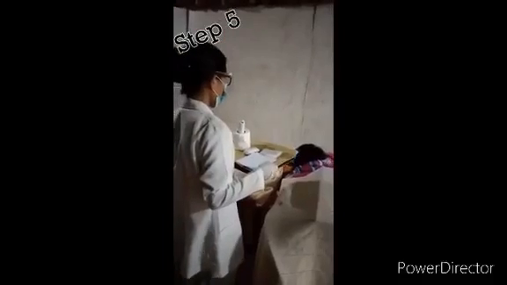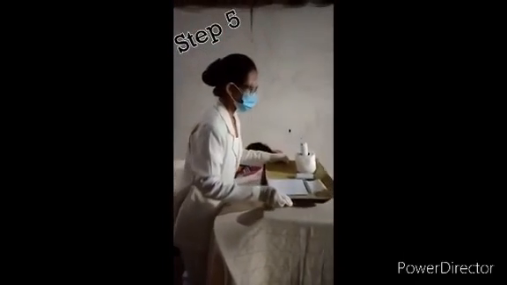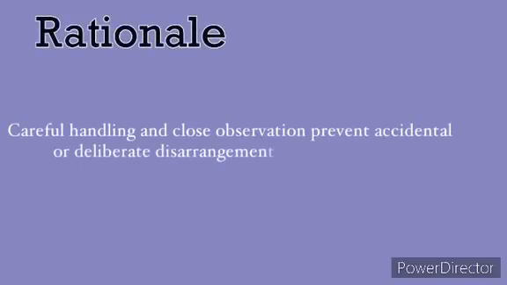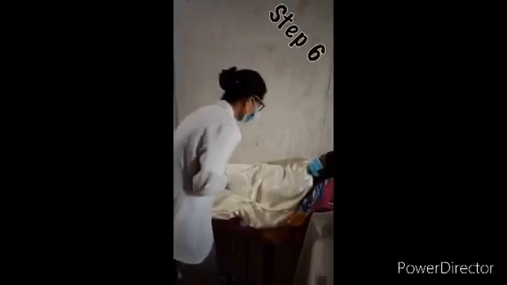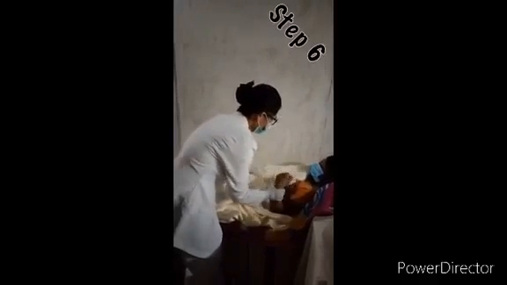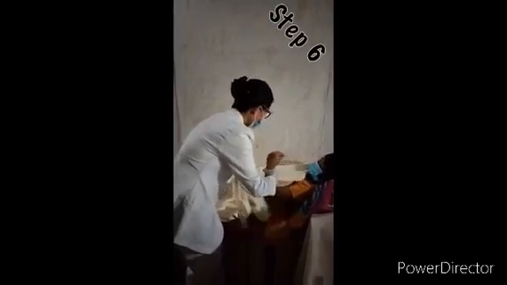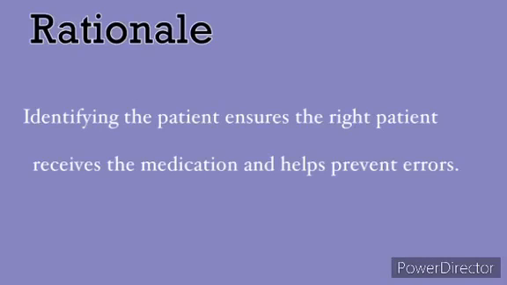Step number 5. Transport medications to the patient's bedside carefully and keep the medications in sight at all times. Rationale: careful handling and close observation prevent accidental or deliberate disarrangement of medications. Step number 6. Identify the patient by checking the name and identification on the patient's identification band. Ask the patient to state his or her name. Rationale: identifying the patient ensures the right patient receives the medication and helps prevent errors.